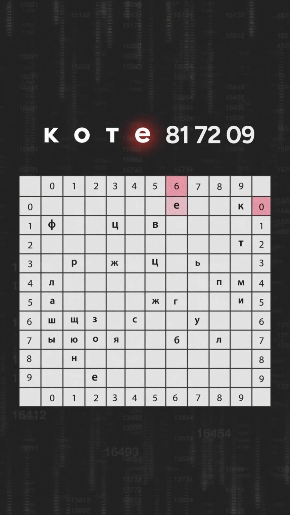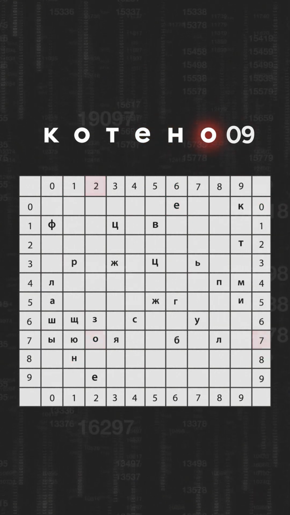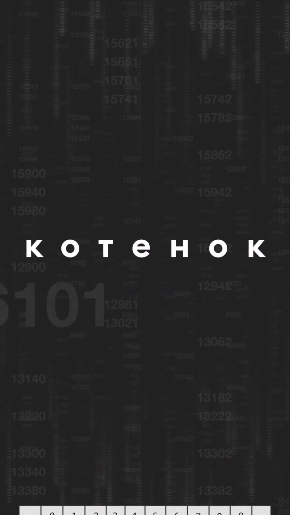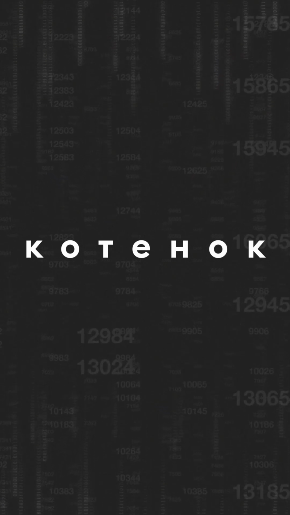After deciphering the first seven letters, the word Kotenok, which means kitten, appears. Someone encrypted a kitten. We managed to free it.